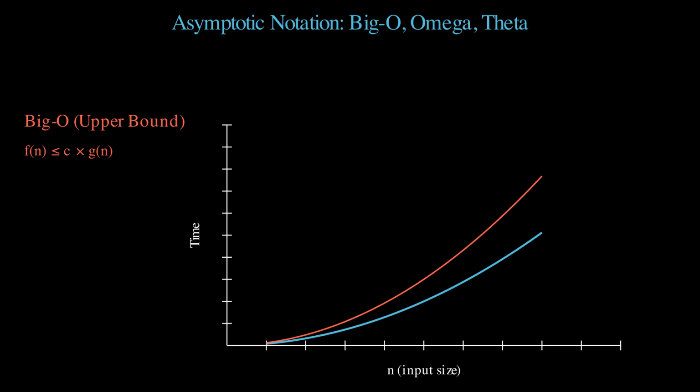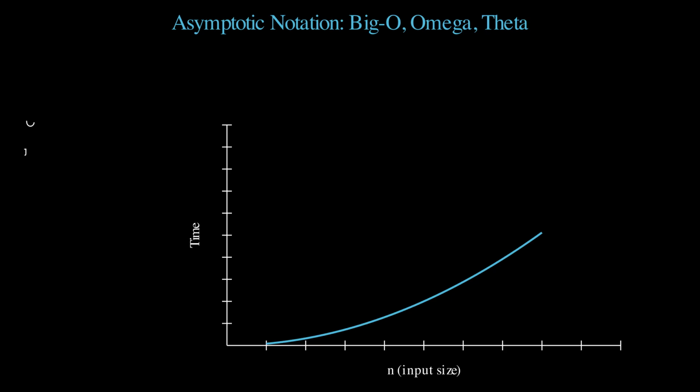Now let's move on to omega notation, which represents the lower bound of algorithm complexity. Omega notation describes the best-case performance of an algorithm. It establishes that our function f of n will always be greater than or equal to c times g of n. The orange curve shows the lower bound. Our algorithm will never perform better than this threshold.